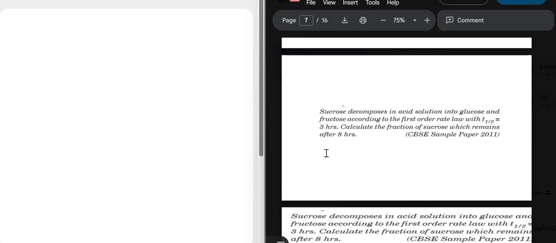Okay, now see, next question. Sucrose decomposes in acid solution into glucose and fructose according to first order rate law. Again, that's also a first order equation. T half is given as 3 hours. Here time is in hours. Don't think that you have to convert the time. No need, you can use the same hour itself. Don't waste the time by converting.